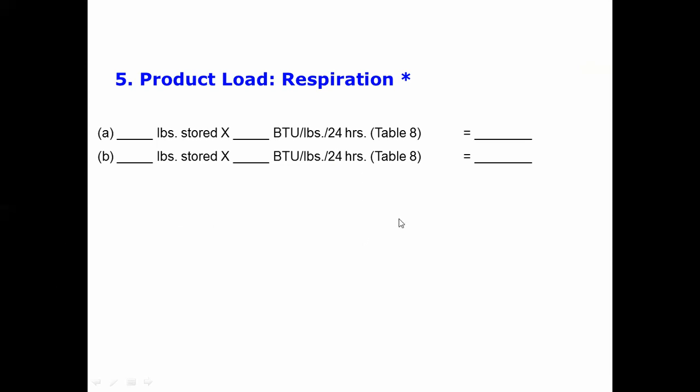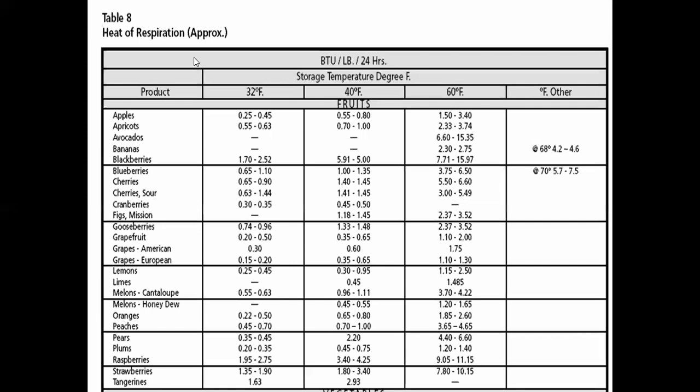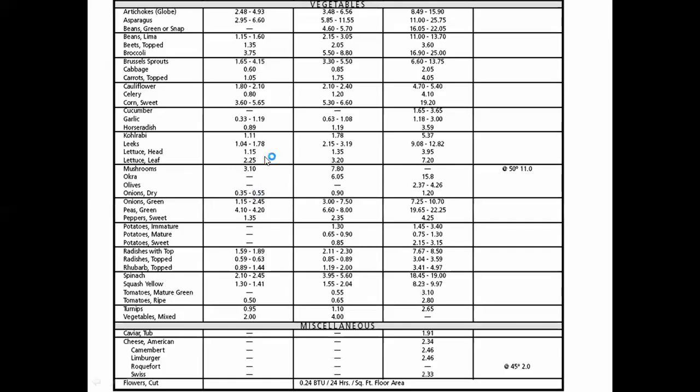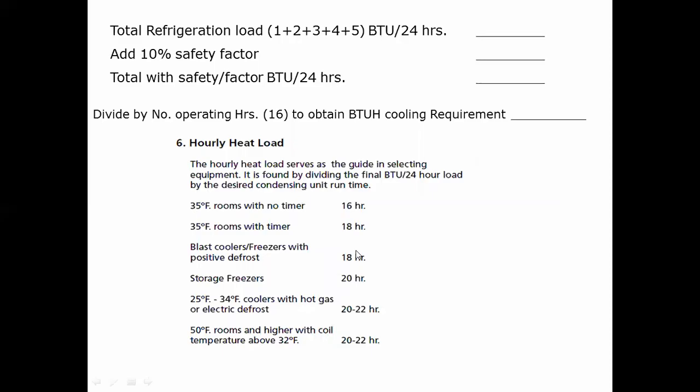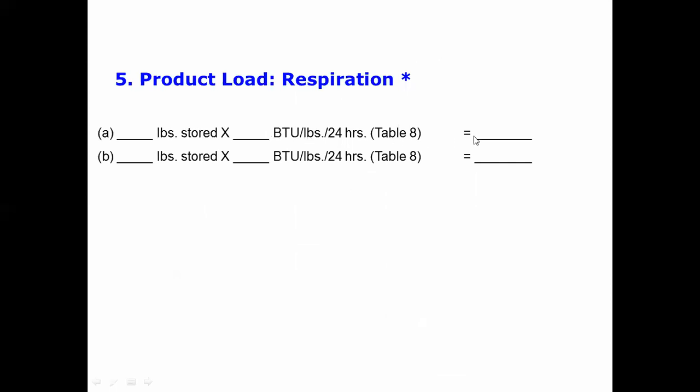So if there were vegetables, you need to write their pounds and multiply it with the heat, BTU per pound per 24 hours. That you will be getting from table 8. So this is table 8. These are the different products: apples, cherries, grapes, everything is given here. According to the temperature, you could take this value and give it here and get the value. So here you just skip it off.